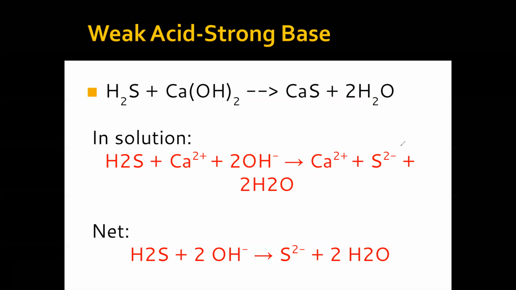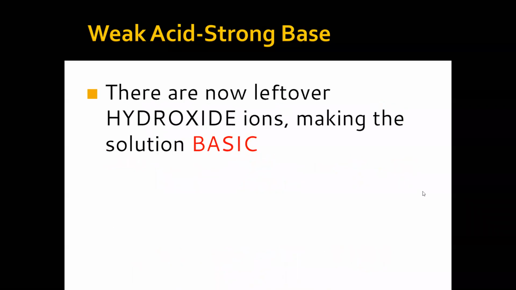So when we're crossing stuff out, we have our calcium that can go away because it is ionic on both sides. And that's all that we can cross out. So we're left with our H2S, our 2OH minus, yielding our S2 minus and 2 waters on the right. Okay. Now, in this case, there were leftover hydroxides, which made that solution basic.